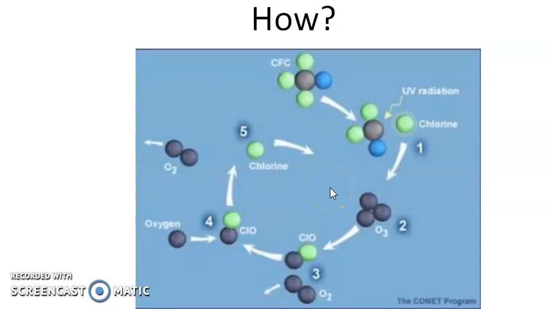Now, how do these chemicals deplete ozone or create the ozone hole? Let us take an example of CFC. CFC, chlorofluorocarbon, when it comes in contact with UV radiation, splits to a chlorine free radical and another free radical. Now this chlorine free radical will combine with an ozone molecule in the atmosphere to form ClO free radical and oxygen molecule. This ClO free radical combines with oxygen to form an oxygen molecule and again a chlorine free radical.